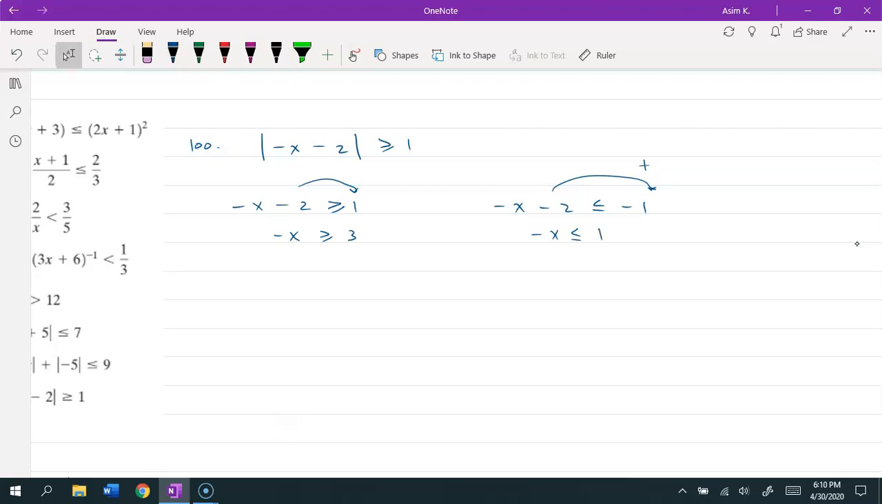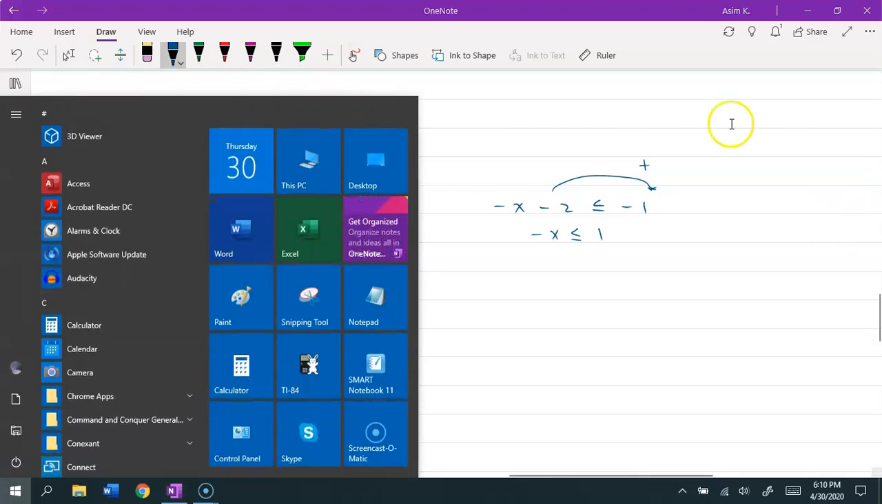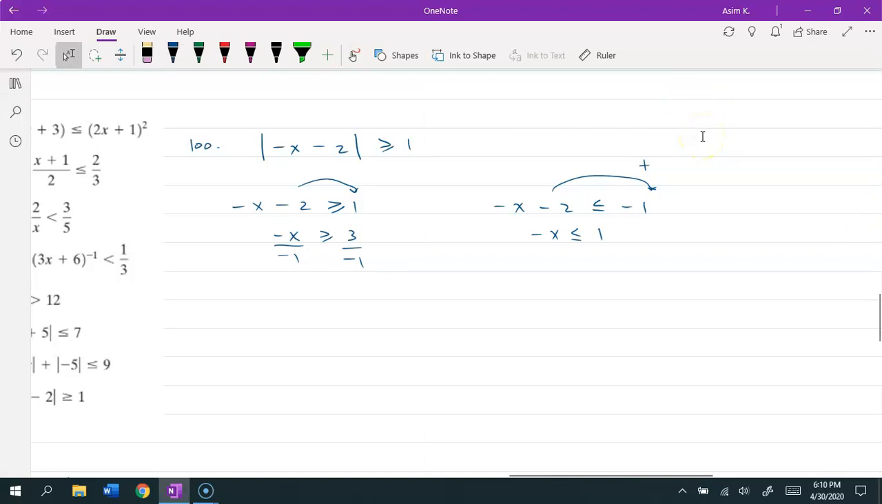And then when you divide by negative 1 on both sides, in that first situation, you end up with the answer x is less than or equal to negative 3, like that.